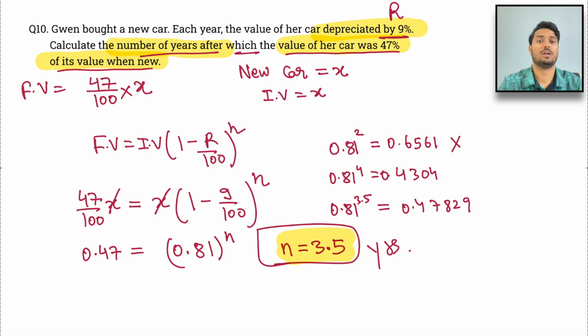With this, we are done with compound interest and simple interest formulas. The first 5 questions were simple interest and the last 5 questions were based on compound interest.